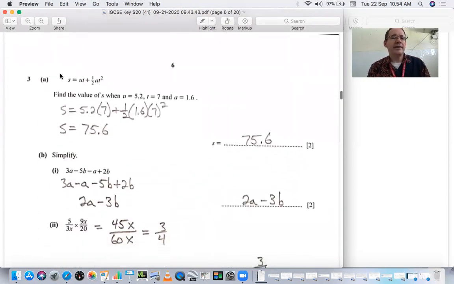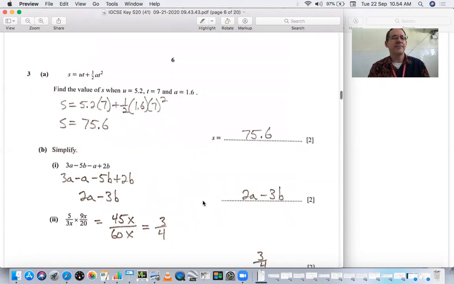Here we have an equation, and all you have to do is just plug in the values and calculate it out. Of course, it's making sure that you follow the proper order of operations with your exponent, multiplication, addition, and when you plug all that in correctly, you should get 75.6.